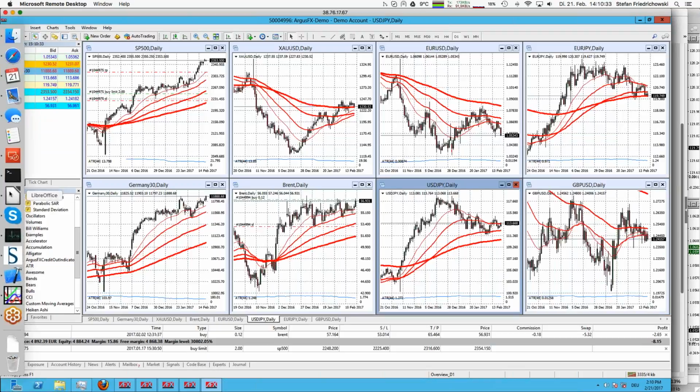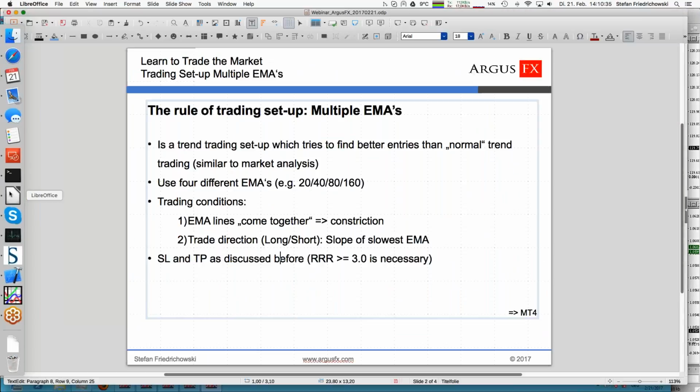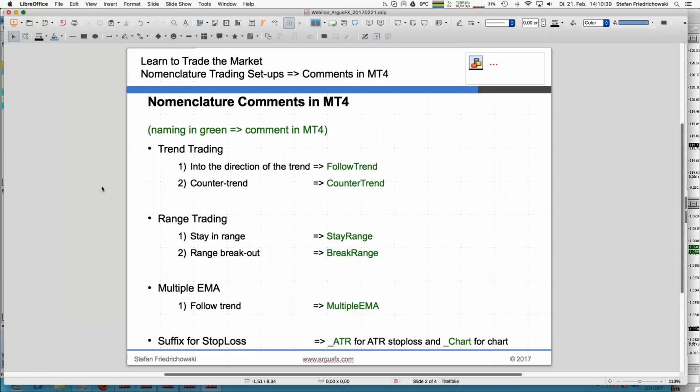But before starting trading activities here, we need a common nomenclature for our comments within MT4. And you might remember that slide already, with trend trading, range trading, and now the new one here, the new line is this multiple EMA. We have only one category here, not two like for the other two trading setups, and therefore we have only one name, and that name is quite obvious. I use the name multiple EMA.